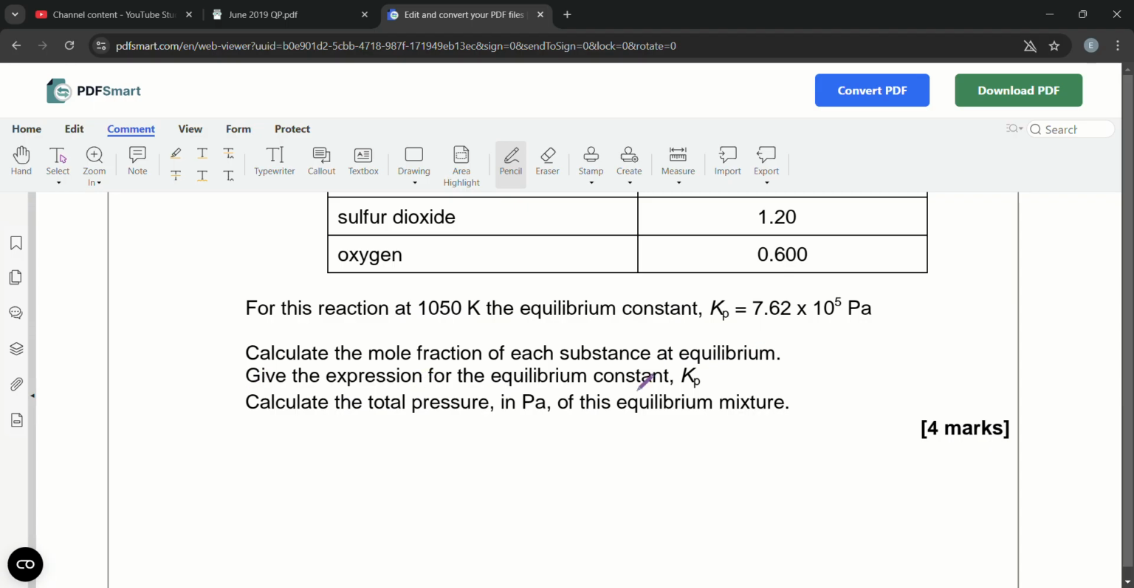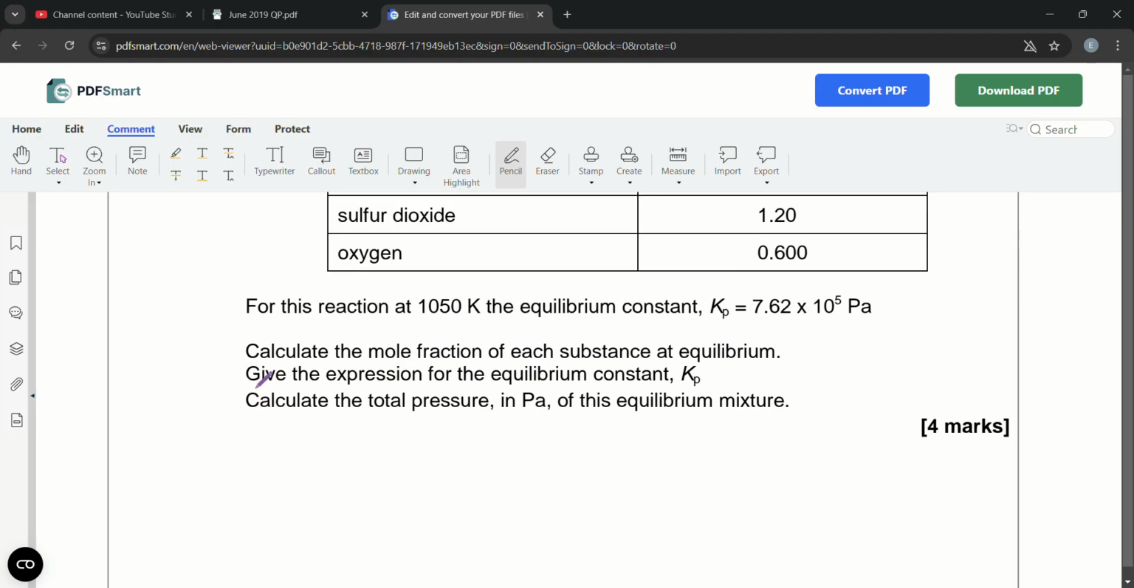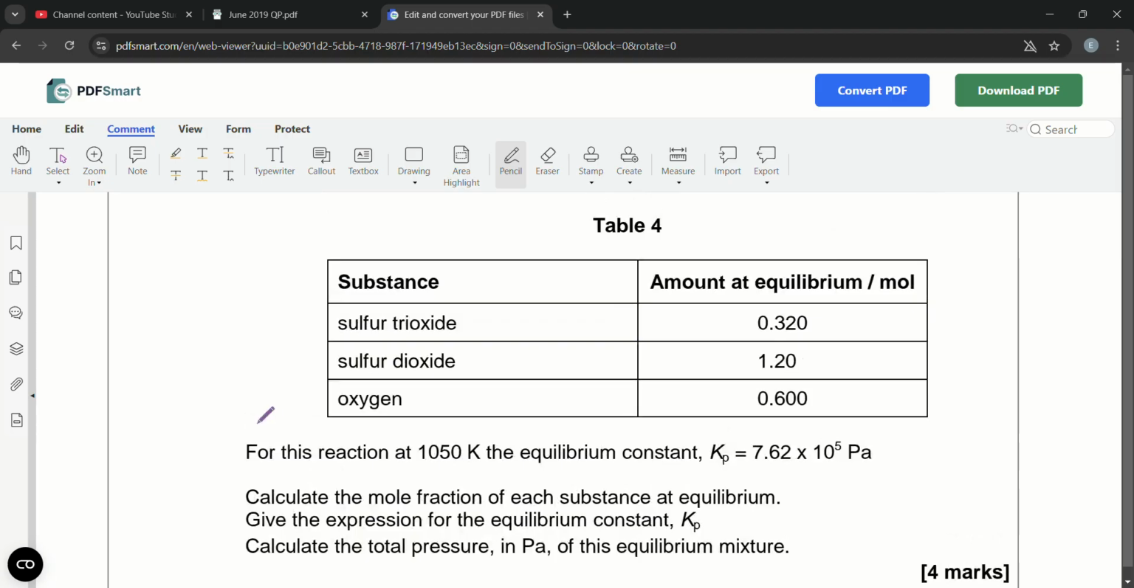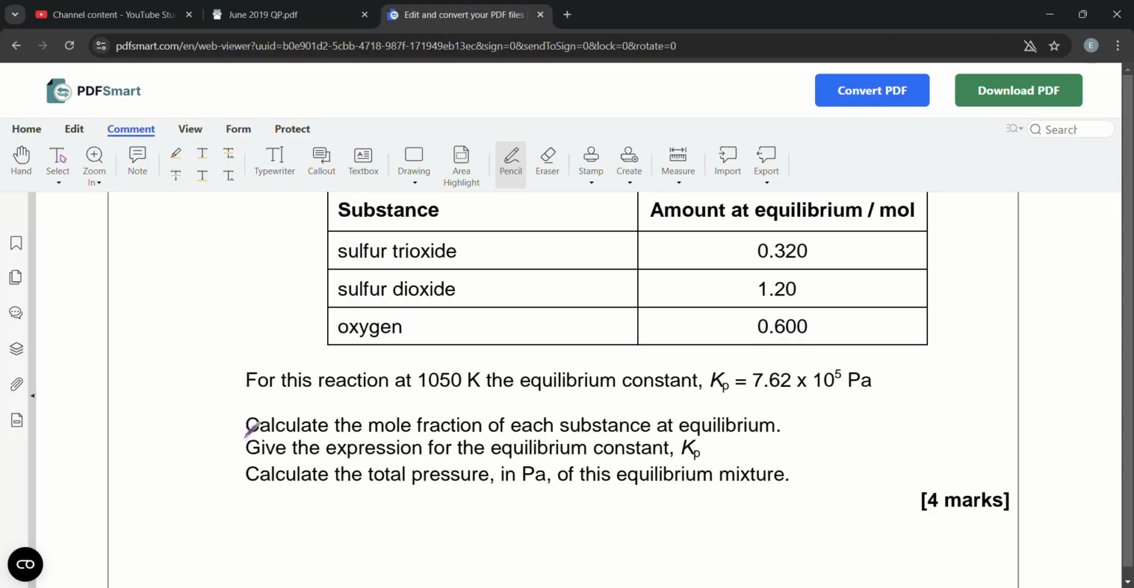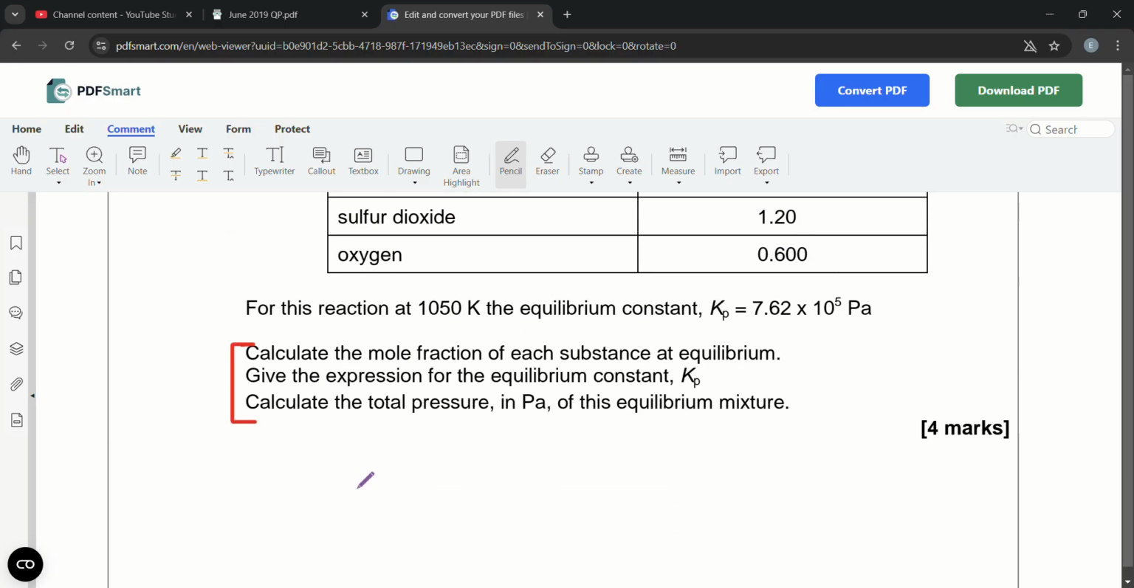Calculate the mole fraction of each substance at equilibrium. Give the expression for the equilibrium constant. Calculate the total pressure in pascals of this equilibrium mixture. Now this, I'd say, is a harder question than the normal 6 marker, calculate the value of Kp, where you find equilibrium moles, mole fraction, partial pressure, then total pressure, and then Kp. Because this one has 3 different parts to it.